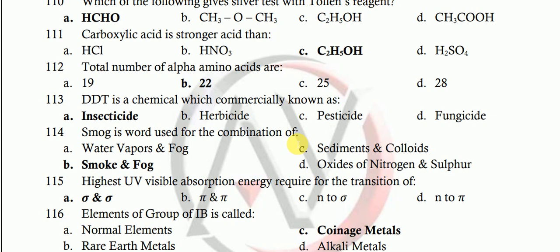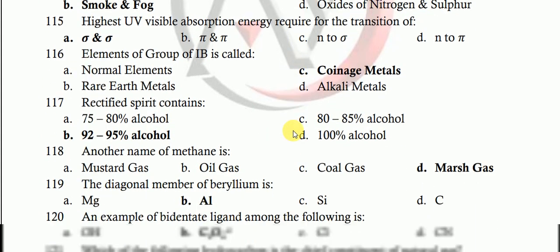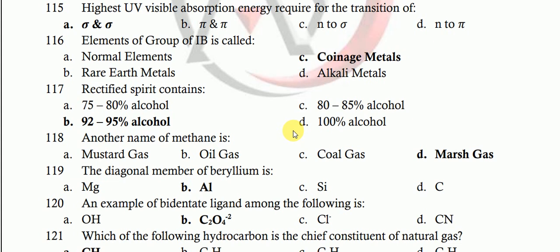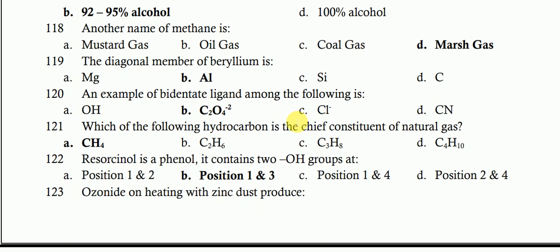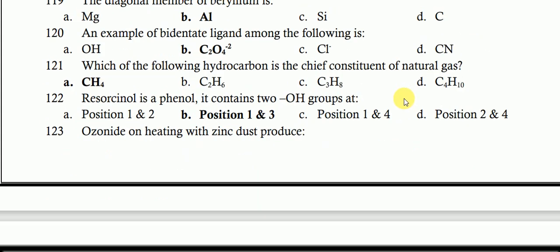Smog is a word used for the combination of smoke and fog. Okay, then we have rectified spirit contains 92 to 95 percent alcohol. Another name of methane is marsh gas. This is the most common MCQs.